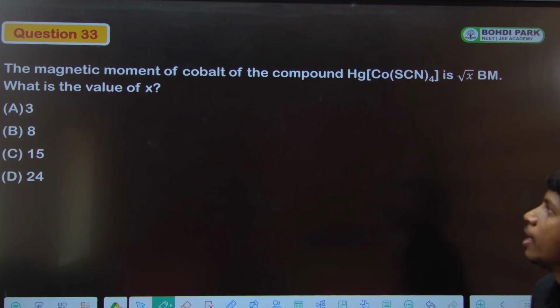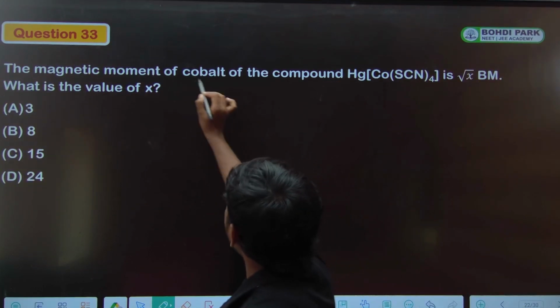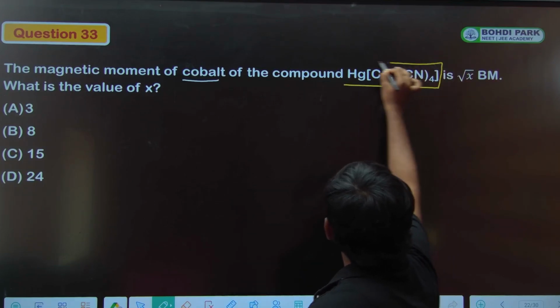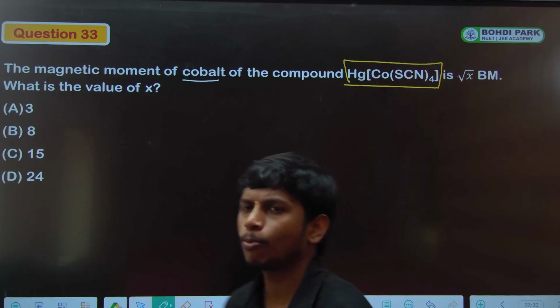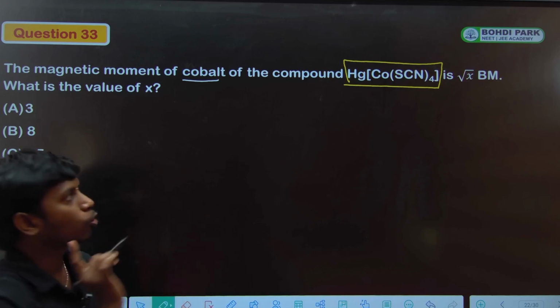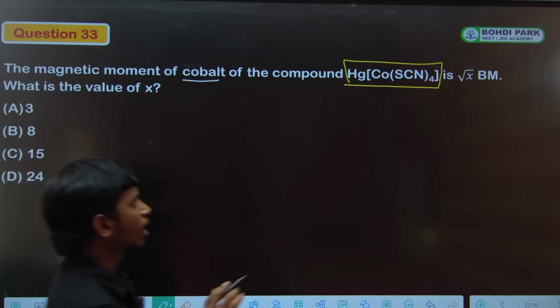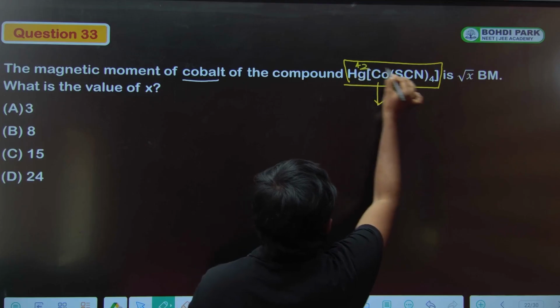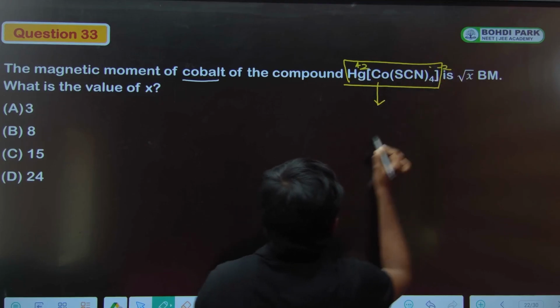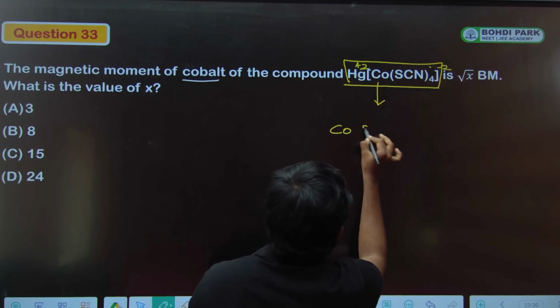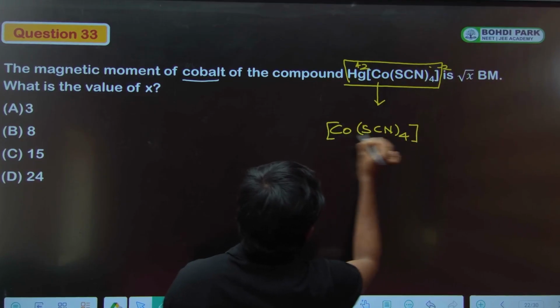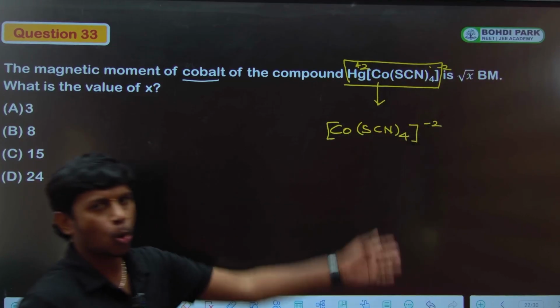Next, the magnetic quantum number of cobalt in a compound of HgCo(SCN)4. Okay, first we need to find the oxidation state of cobalt. So we can write Hg is +2 oxidation state and this complex is -2 in oxidation state. So Co(SCN)4 power -2 is our coordination complex.